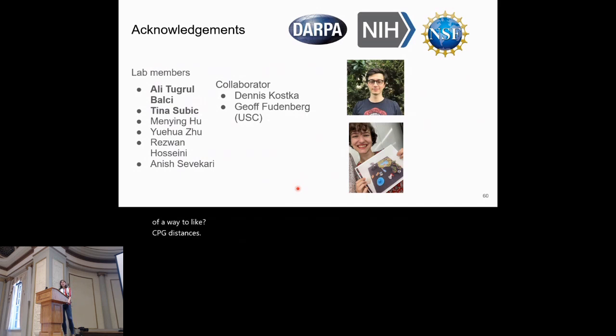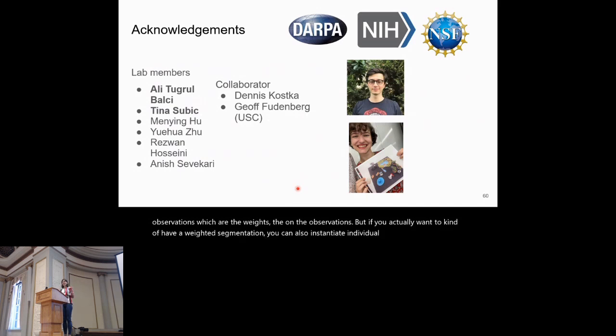Yeah, so we can put in weights. You can have weights on the observations, but if you actually want a weighted segmentation, you can also instantiate individual lambdas, so it's not a constant lambda, and that we can also do. I'm just not really sure how to set it up exactly, like what should be the function that transfers distances to a lambda scaling. But I think that is how you would do it. And it is implemented, so if people want to play around with it, it's possible to do.